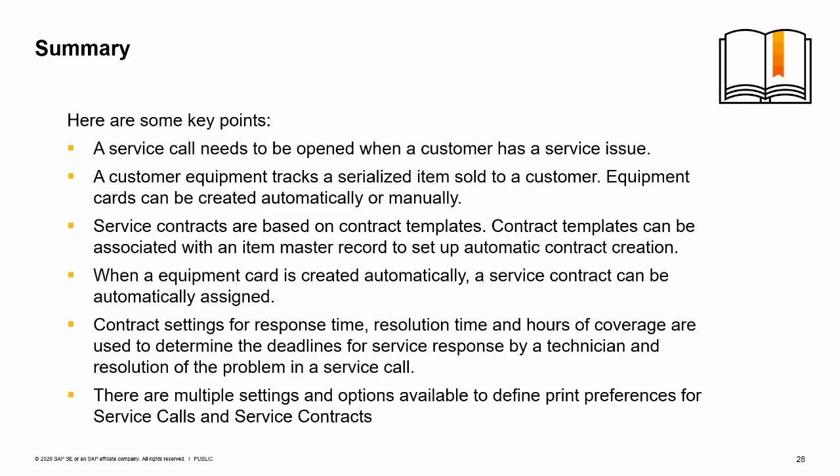A service call needs to be opened when a customer has a service issue. A customer equipment card tracks a serialized item sold to a customer. Equipment cards can be created automatically or manually. Service contracts are based on contract templates. Contract templates can be associated with an Item Master record to set up automatic contract creation. When an equipment card is created automatically, a service contract can be automatically assigned. Contract settings for response time, resolution time, and hours of coverage are used to determine the deadlines for service response by a technician and resolution of the problem in a service call.